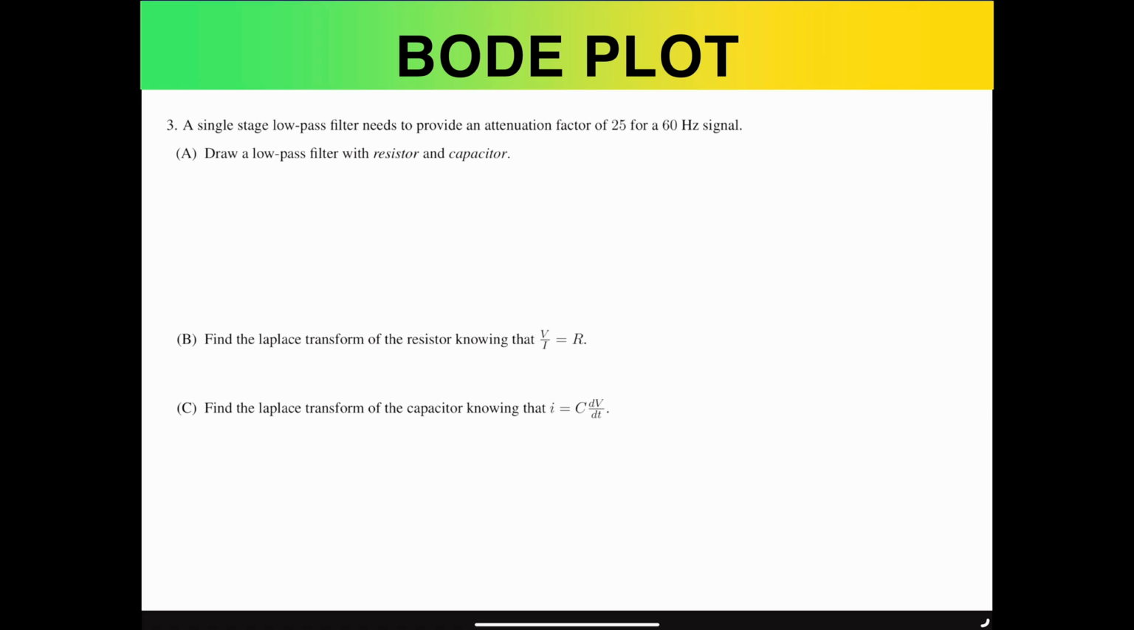So let's move on towards the last question. So the last question is asking, a single stage low pass filter needs to provide an attenuation factor of 25 for a 60 hertz signal. So that's the characteristics of a low pass filter. Part A of this question, which has like many parts, is asking, draw a low pass filter with a resistor and a capacitor.